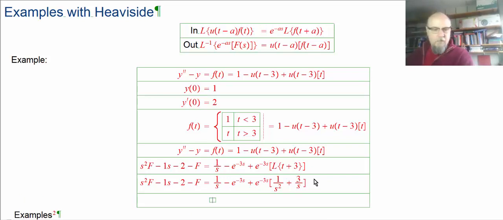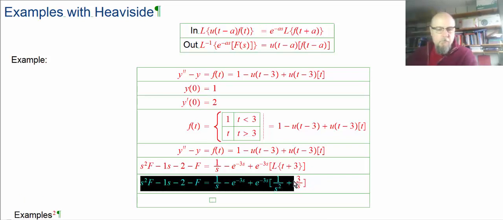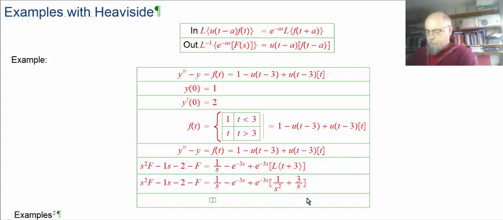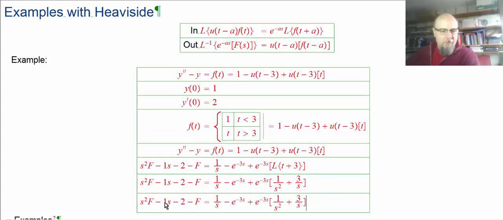So everything without an f, like these pieces here, needs to go over to the other side. So I'm going to go plus 2 when I move this minus 2 over to the other side, and a plus s when I move this minus s over to the other side. Now all the pieces with an f are on one side. I'm going to factor the f out.